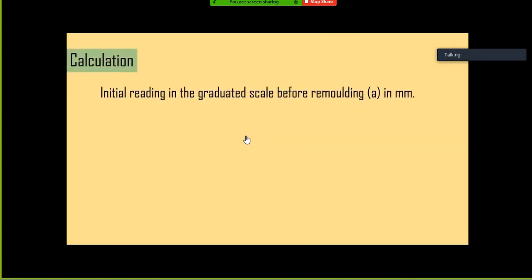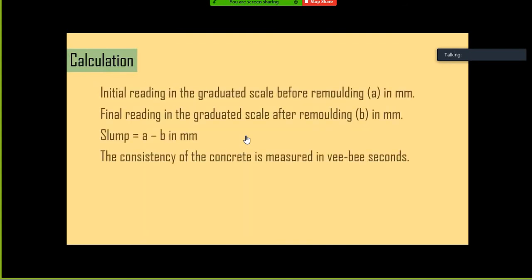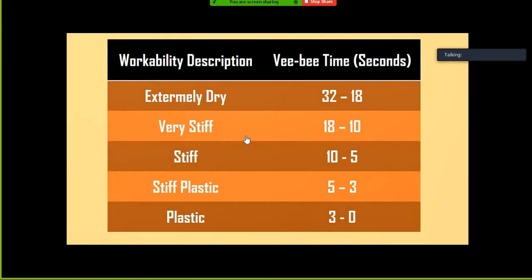Calculations in VB consistometer. Initial reading in the graduated scale before remolding is a. Final reading in the graduated scale after remolding is b. Slump value is equal to a minus b. And the consistency of the concrete is measured in VB seconds. The workability conditions with respect to VB time are displayed on the screen.